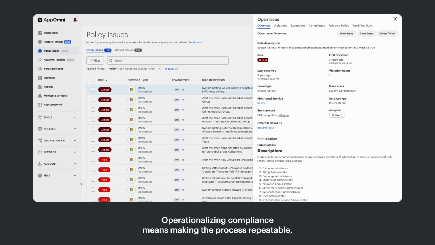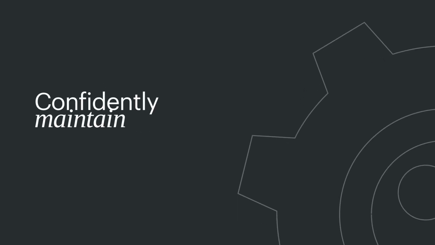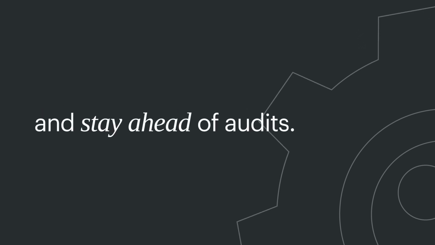Operationalizing compliance means making the process repeatable, ensuring policies are enforced consistently. By regularly reviewing violations, security teams can confidently maintain compliance, reduce risk, and stay ahead of audits.